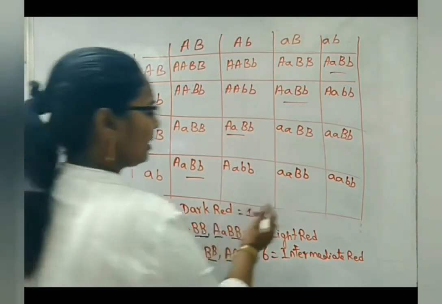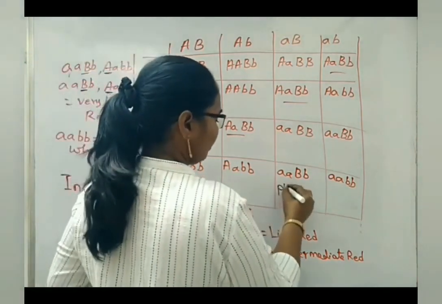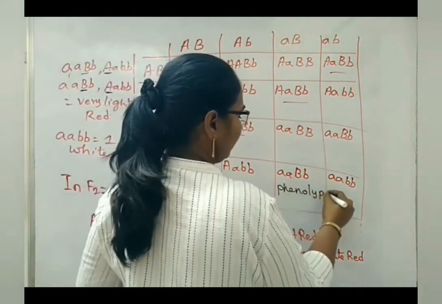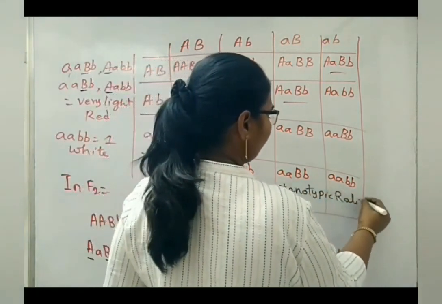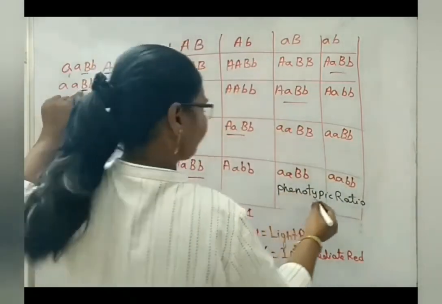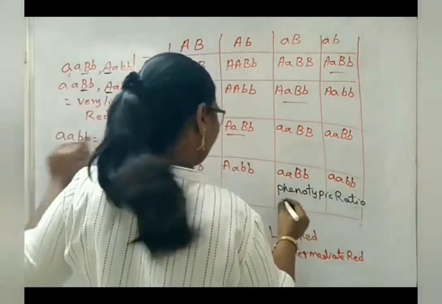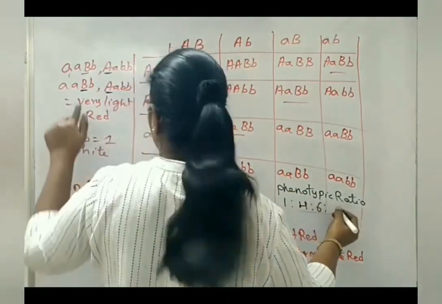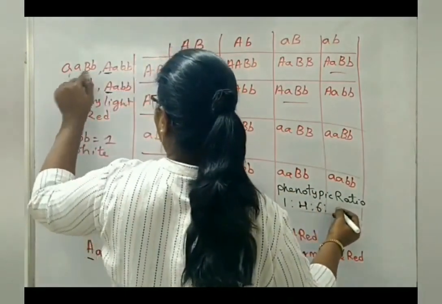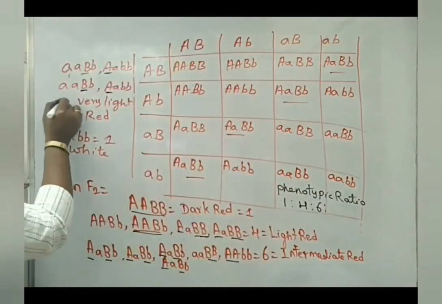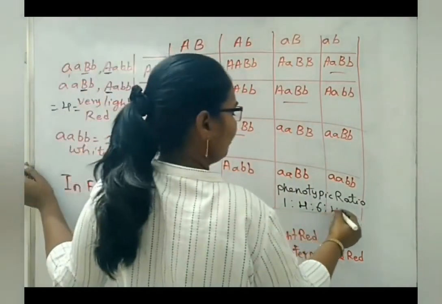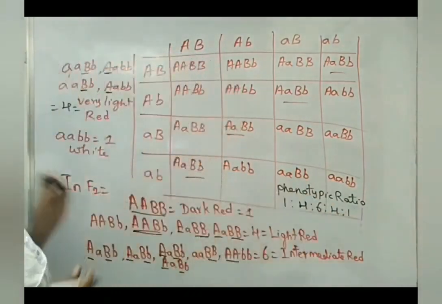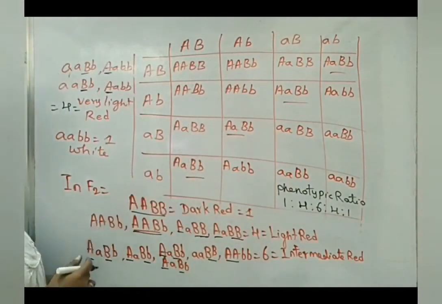So if you write the phenotypic ratio, the answer will be 1:4:6:4:1. So this is the phenotypic ratio. If you go for genotypic ratio, again the ratio will be changed.